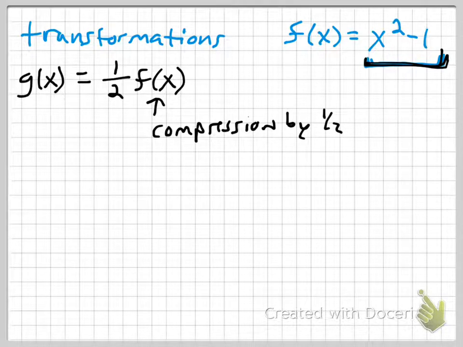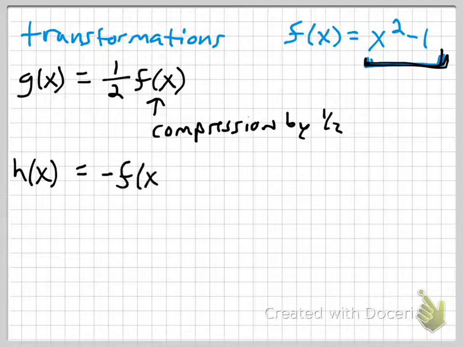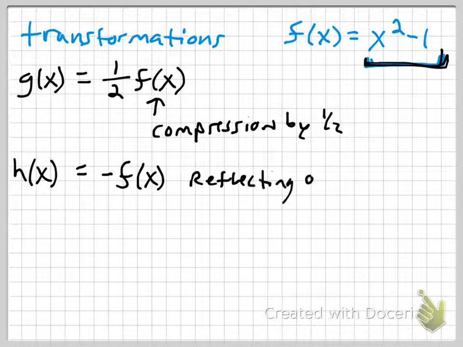So let's say that I have some new function, h of x, and it's equal to, I don't know, negative f of x. Again, who cares what f of x equals? We are just going to have that negative out in front, which means we're reflecting over the x. That's all you had to put.